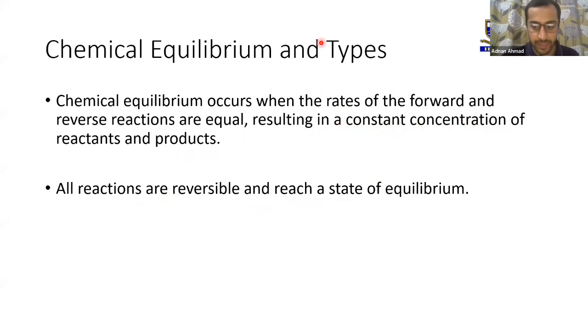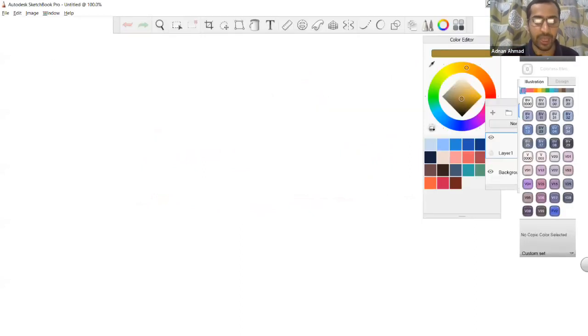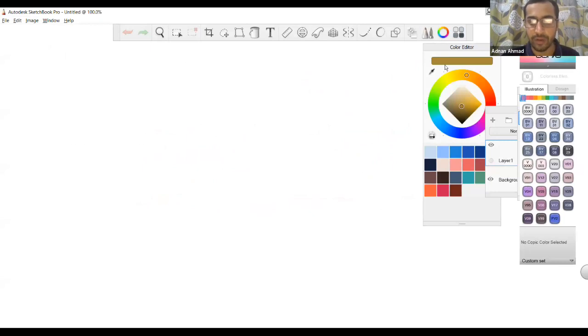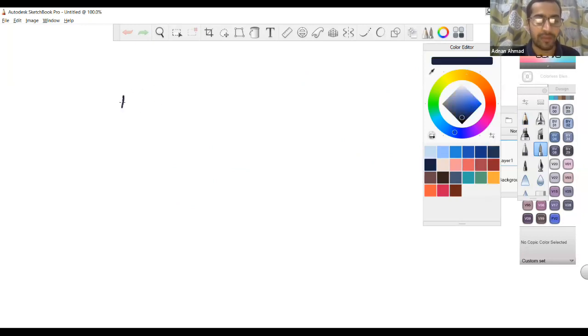So I'm sharing this screen with you here on a whiteboard. So let's start from here. For example, we have a reaction. We have a reactant A, and it is reacting with B, right? And it is a reversible reaction. So we use this symbol for a reversible reaction. We have this double arrow. It is used for reversible reactions, and it is producing C and D.